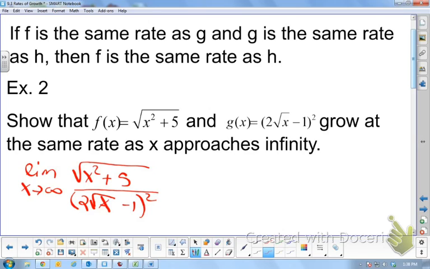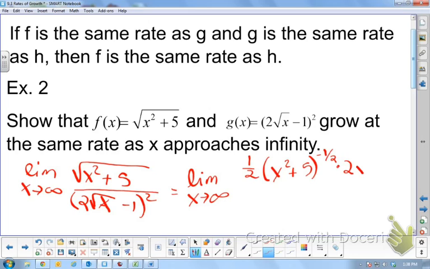Then we can apply L'Hopital's rule. But when we apply L'Hopital's rule, what's going to happen? I have to do chain rule. Ugh. So we apply L'Hopital's rule. We get 1/2 times (x squared plus 5) to the negative 1/2 times 2x over 2 times (2 square root x minus 1) to the first, technically, even though we don't have to write the first, times the derivative of the inside.